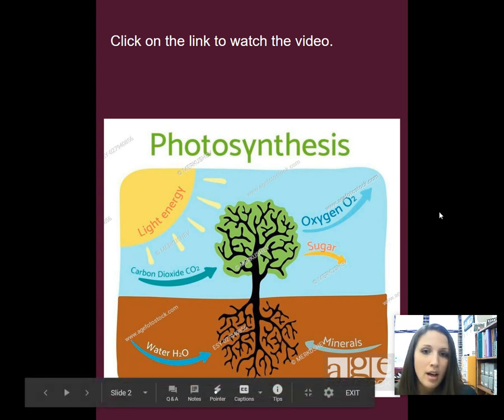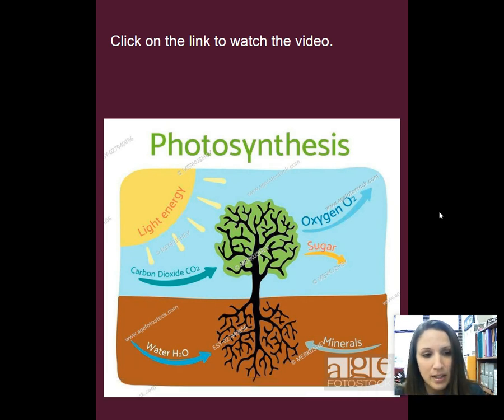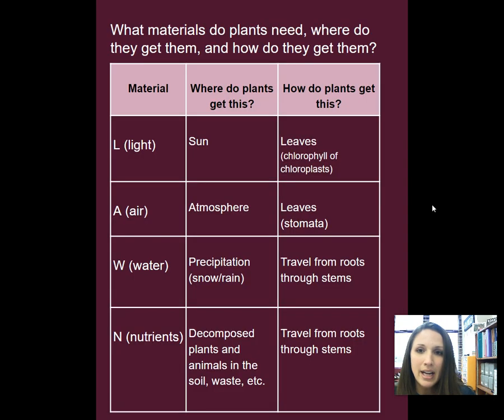So without further ado, I want to address exactly the four things that plants need for survival. On the next slide, this is a little table. And this table is really important because basically this is exactly what you need to know for your test. There's nothing that's not on this table that you need to know for your test. And I've got a little tricky way to try to remember things. So the question at the top just says, what materials do plants need? Where do they get them? And how do they get them? And those are the three things you have to know for this plant unit.